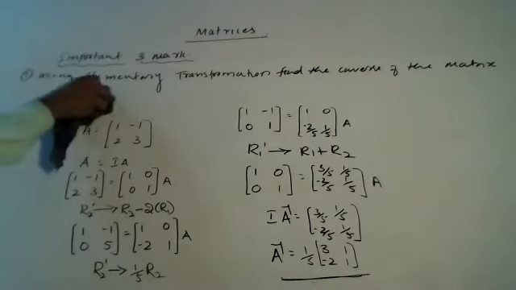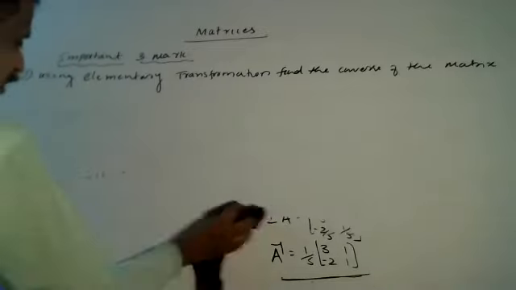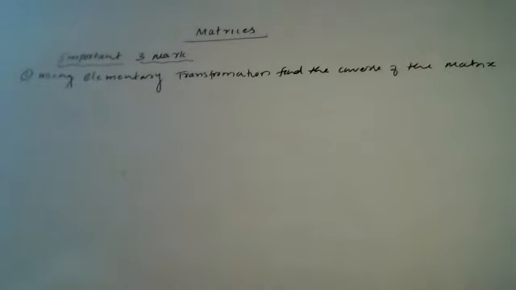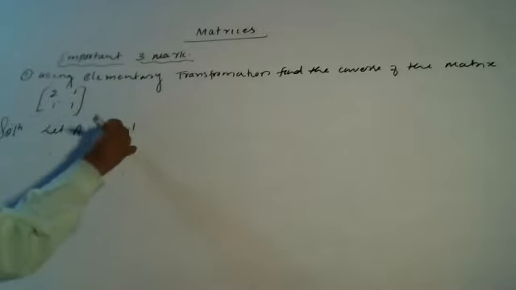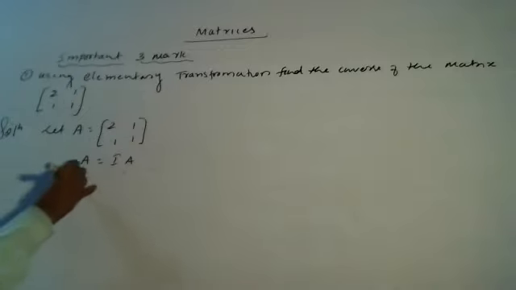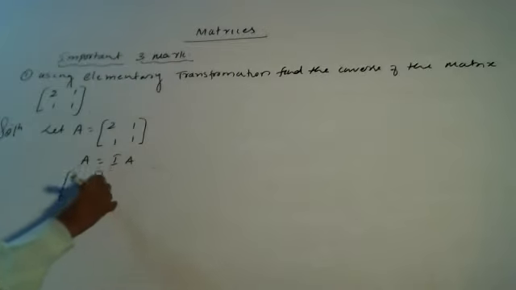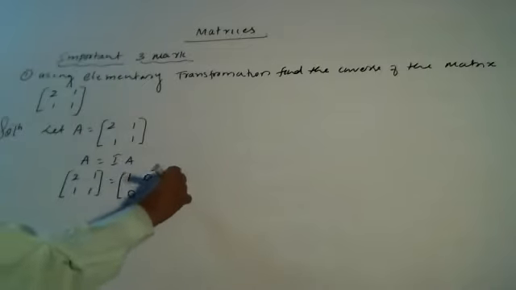Using elementary transformation, find the inverse of the matrix [2, 1; 1, 1]. Solution: Let A equal [2, 1; 1, 1]. A equals I into A. A you already know: 2, 1, 1, 1. I is nothing but the identity matrix [1, 0; 0, 1], into A.